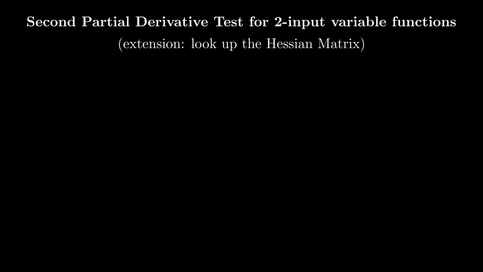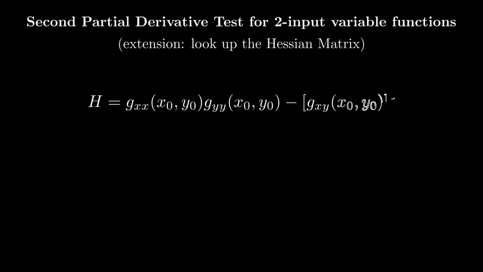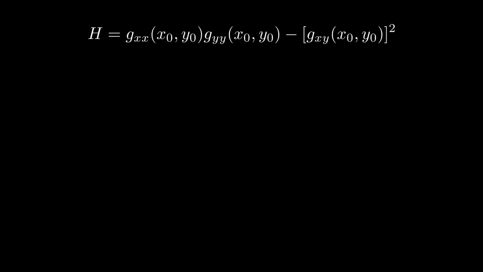To settle the matter, we use something called the second partial derivative test, which incorporates all of the information in the table to produce a value which we will denote h. In this video, we'll only discuss the second derivative test for 2 input variable functions. But if you'd like to extend yourself, look up and explore the Hessian matrix.